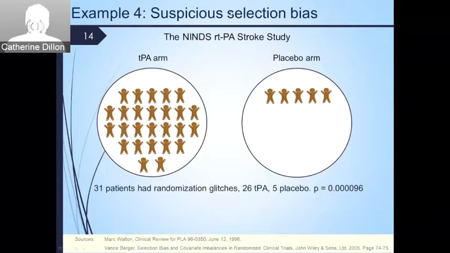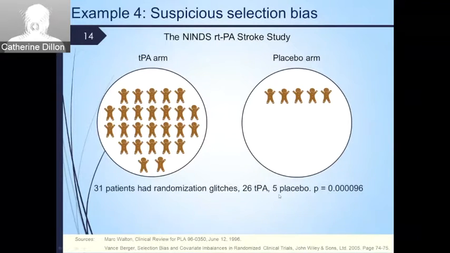We can also talk a little bit about suspicious, or in this case, selection bias. In the TPA study, I'm not saying that there was selection bias there. I'm saying it just looks a little weird when you start looking at things. In the NINDS TPA stroke study, there were 31 subjects who had randomization glitches. 26 of those were in the TPA arm, and only 5 were in the placebo arm. So that seems a little weird.